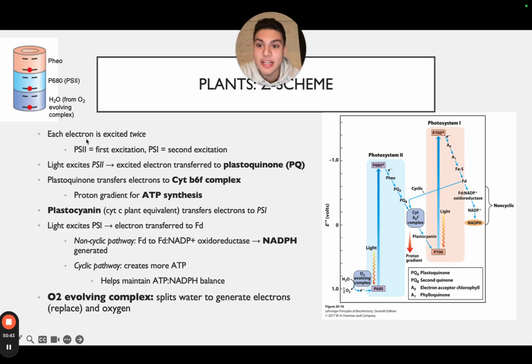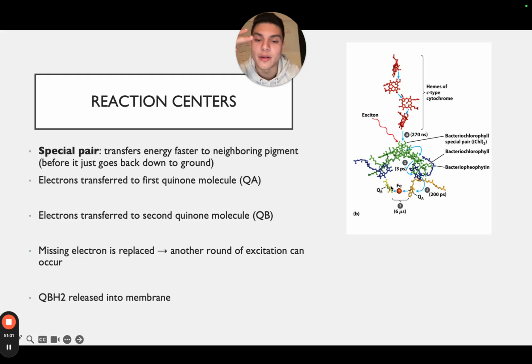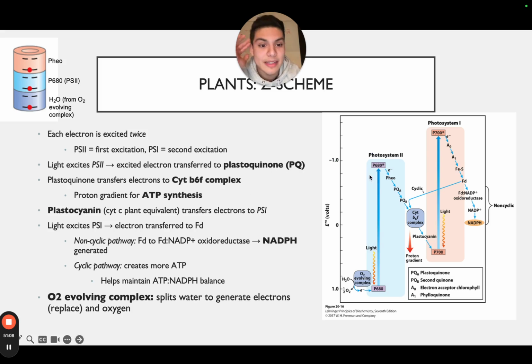Each electron that goes through this entire thing is excited twice: photosystem 2 at P680, and then photosystem 1 at P700, where the light is. Light is essentially exciting photosystem 2, and it gets passed to pheophytin and then plastoquinone. It's very similar to this, but I didn't want to confuse you with QA, QB, so you can honestly ignore that. But it gets passed on to plastoquinone QA, and then that gets passed on to QB. These are different isoforms, so you don't really need to know specifics.